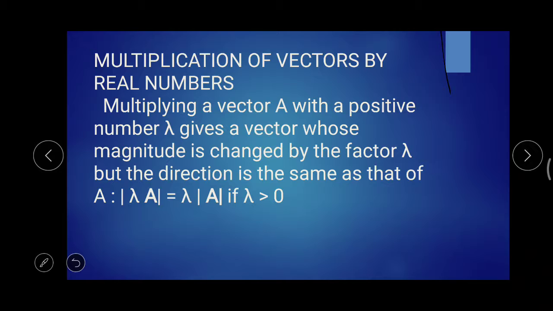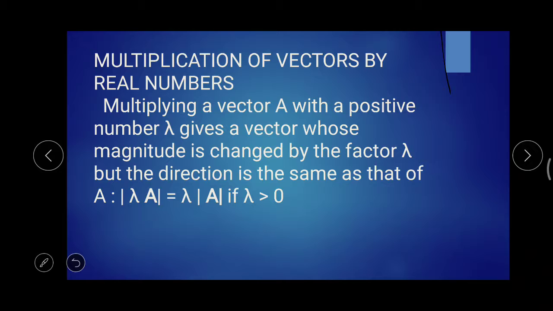First one, multiplying a vector quantity with a real number or a constant scalar value. Suppose the number which is multiplied with a vector is lambda, then simply the magnitude of that vector will be changed by a factor of lambda.